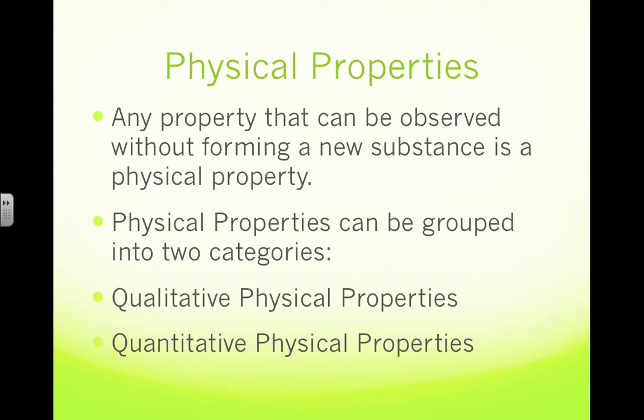So a physical property, what is it? Well, they can be observed without forming a new substance. Okay, so we can look at it. With a physical change, what we're looking at is not a change in composition, sorry, just a change in state. But what are physical properties? We're going to group physical properties into two categories: qualitative physical properties and quantitative physical properties, and we'll discuss the difference between the two as the screencast moves forward.